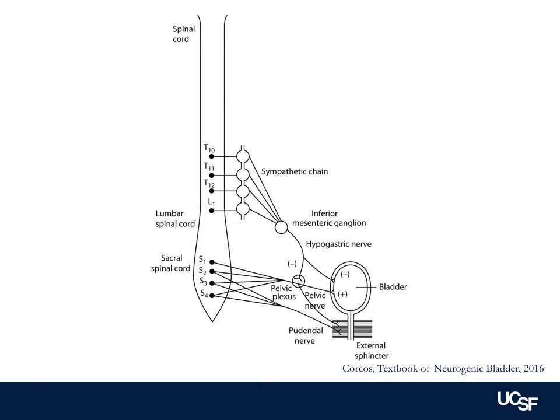And this is just a visual to go along with the different parts of the nervous system. I find this helpful. You have the hypogastric nerve, which correlates with the sympathetic nervous system, shown to the left. The pelvic nerve, which correlates with the parasympathetic nervous system and the sacral spinal cord. And the pudendal nerve, which correlates with the somatic nervous system and also the sacral cord.